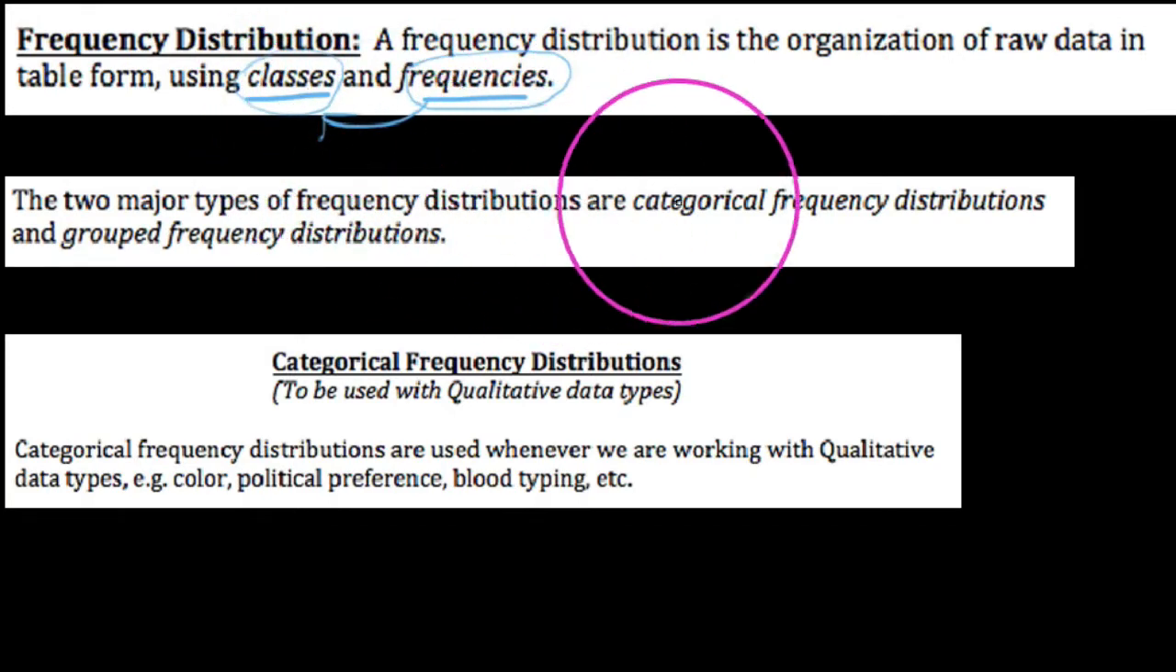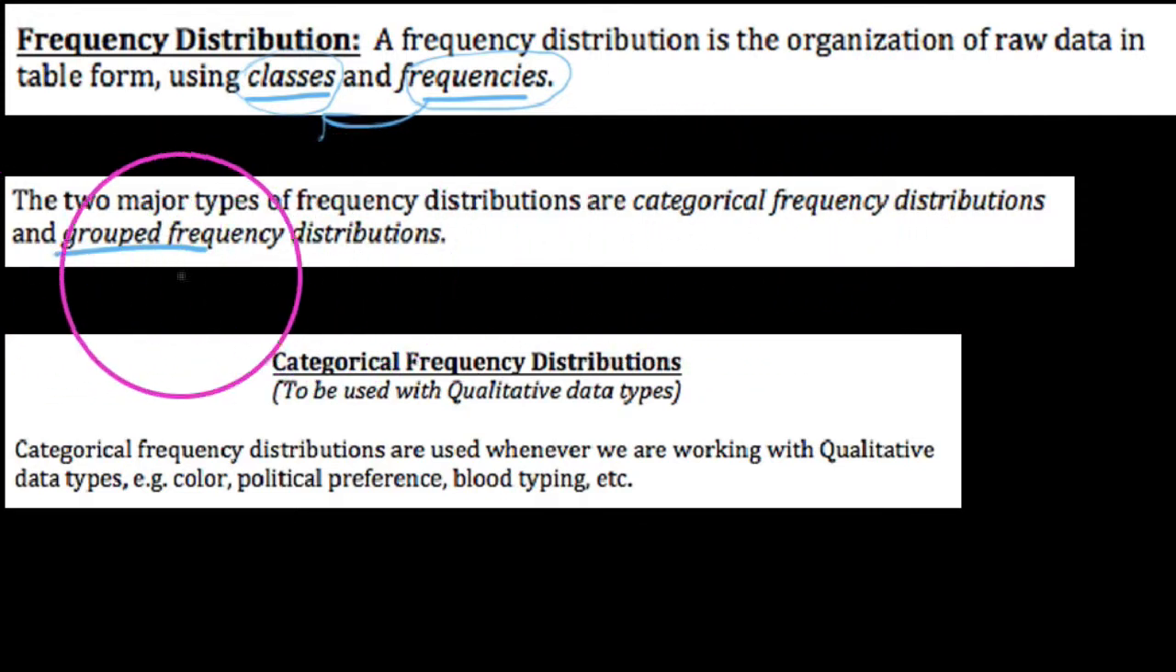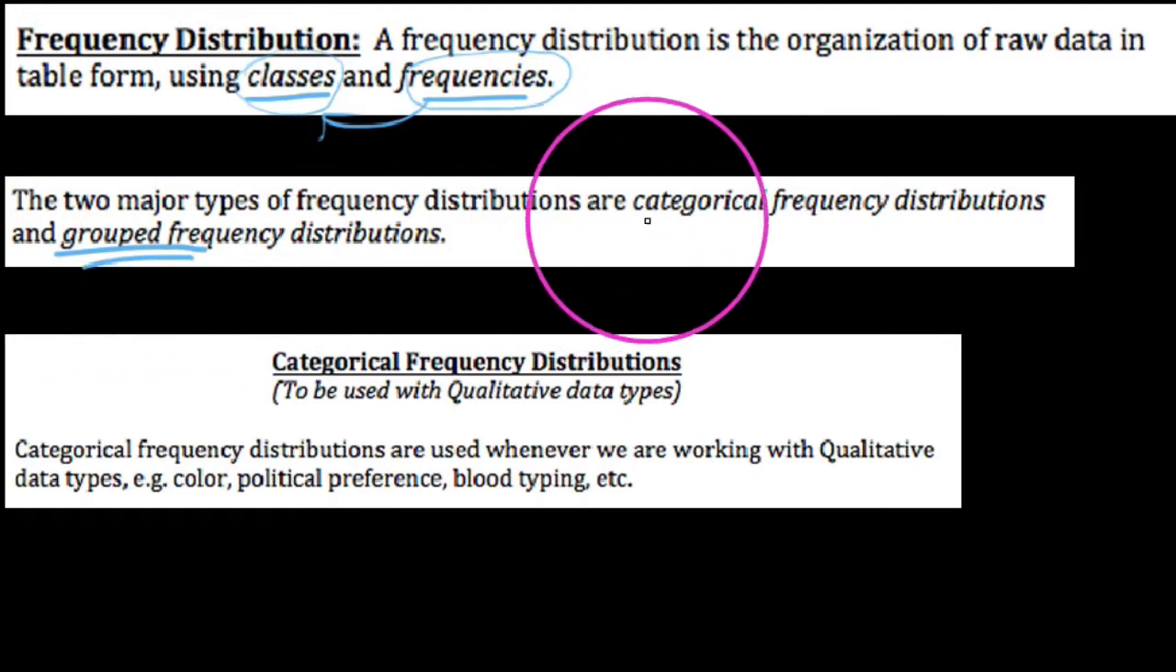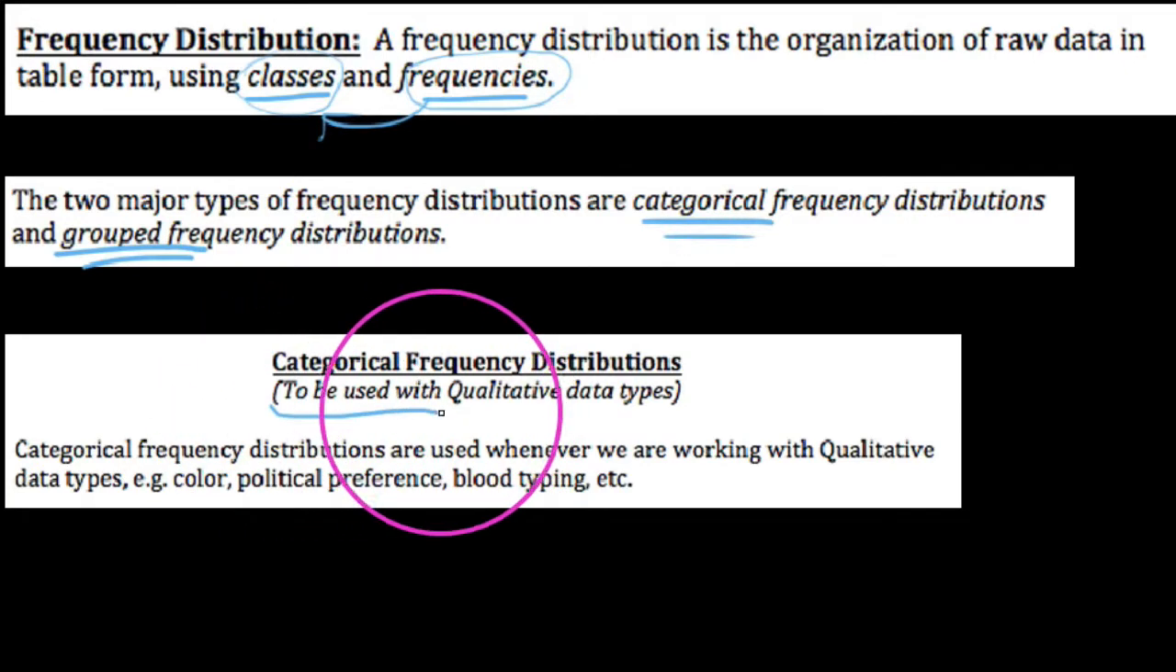Okay, so we do have two different types of frequency distributions. We're not going to be doing the grouped frequency distributions here. That'll be in my next set of videos, but we're going to be doing the categorical here. The important thing to note is that when you're discussing categorical frequency distributions, it's not always the case, but these are distributions for qualitative data types.